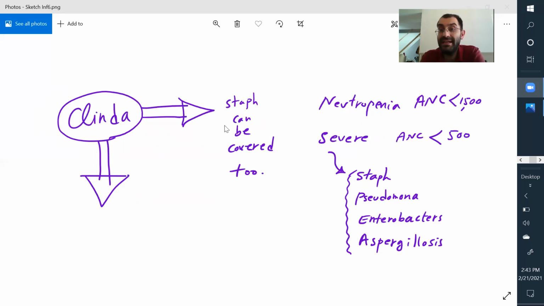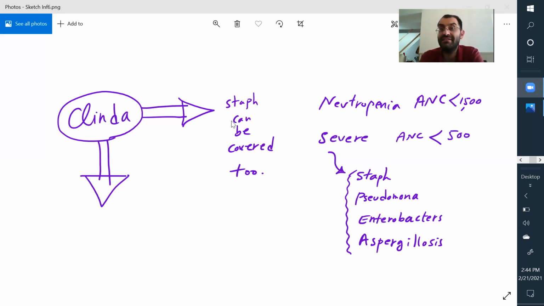Clinda is a good gram-positive coverage. Can it kill staph? Yes, it can. Also, it's a fantastic anaerobe killer, especially anaerobes above the diaphragm. For example, ENT abscesses, dental abscesses, and pulmonary abscesses.